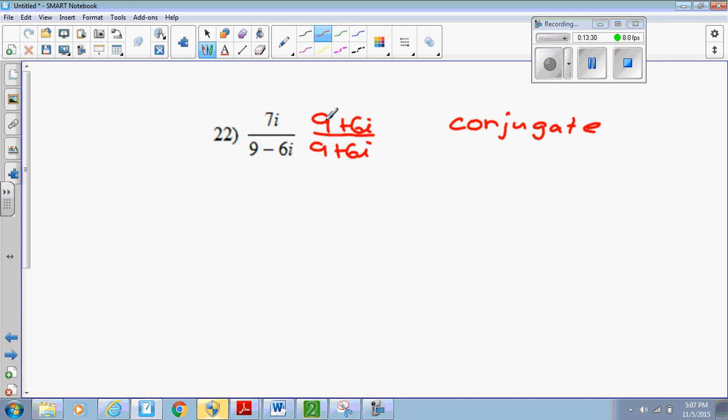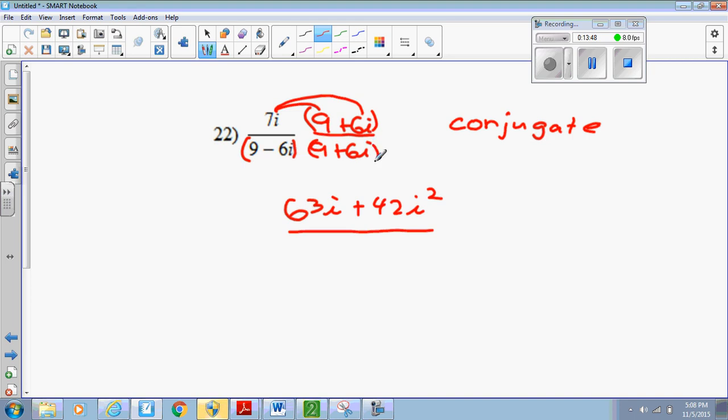So now I'm going to distribute, because this is basically parentheses. 7i times 9 is 63i. 7i times 6i is plus 42i squared. That's the top of the fraction. The bottom, I'm multiplying binomials together, which we use FOIL for. So that's going to be 81, plus 54i, and then minus 54i from these two here. And then minus 36i squared.